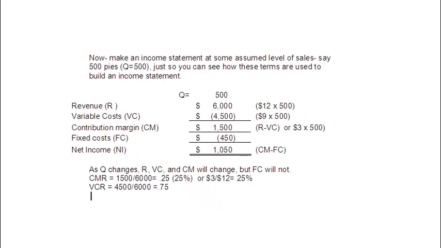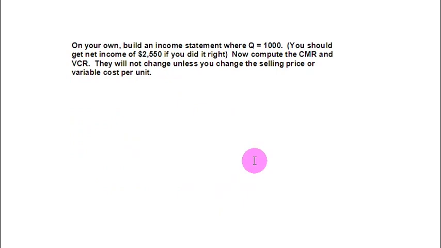Now spend just a minute thinking about what of these numbers will change when Q changes. When Q changes, revenue and variable costs will obviously change along with it because those are per unit computations. Fixed costs will stay the same. In addition, if all you change is Q, the contribution margin ratio and the variable cost ratio will remain steady. Take a minute and prove that. Pause this, and while it's paused, build an income statement just like we did, where Q equals 1,000.